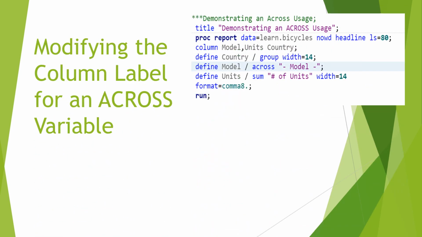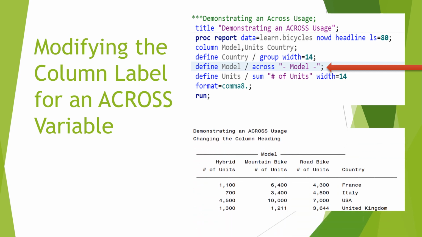When you begin and end the label text for an across variable with certain characters such as a dash or underscore, SAS uses that character to extend the column label across all the columns created by the across variable. In this example, just replace the define statement for model having an across and add an underscore in the label. The resulting output will be shown like this.